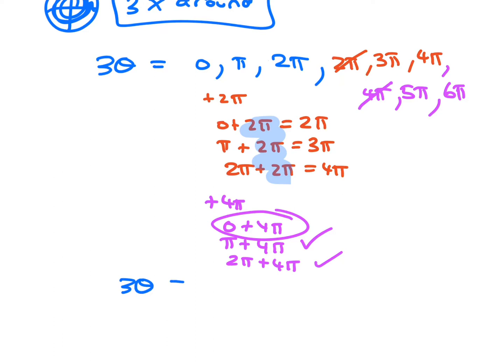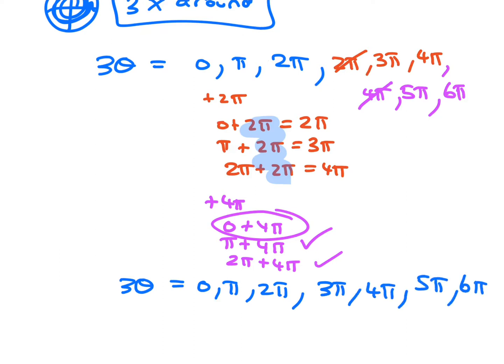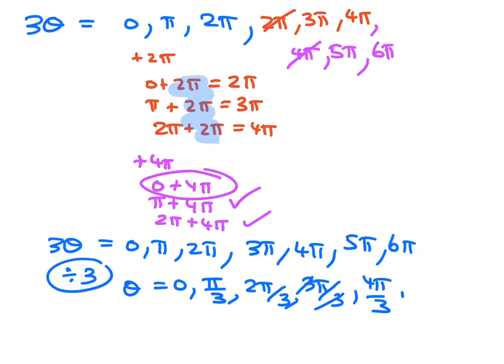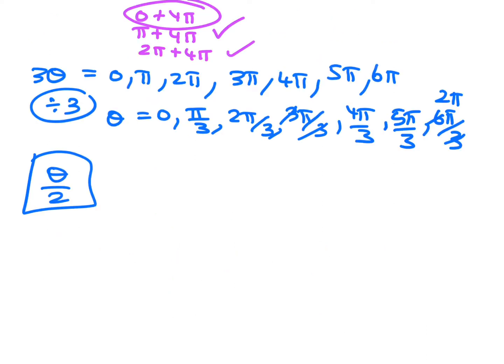All right, well, we have 3 theta equals 0, pi, 2 pi, 3 pi, 4 pi, 5 pi, and 6 pi. And then you just got to get rid of that 3. So if you divide by 3, that would be 0, pi on 3, 2 pi on 3, 3 pi on 3, which is pi, 4 pi on 3, 5 pi on 3, and 6 pi on 3, which is 2 pi. That's your solution to that.